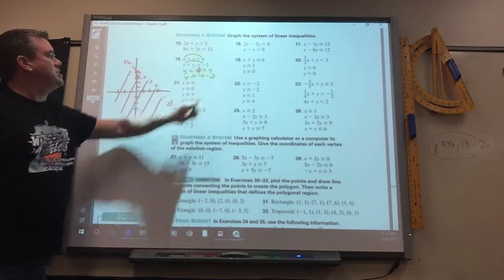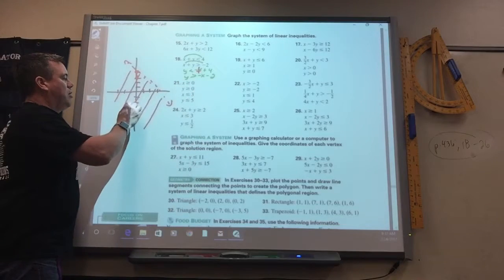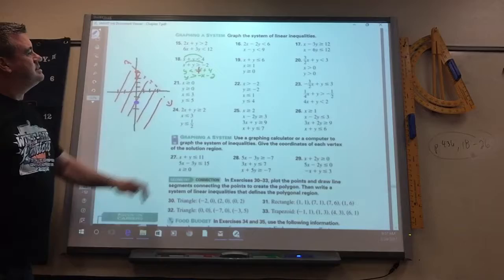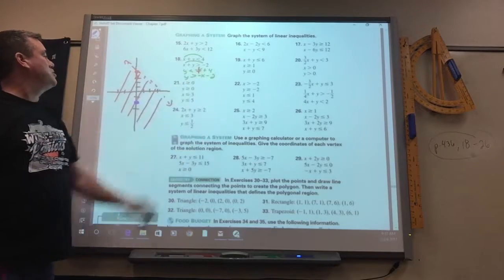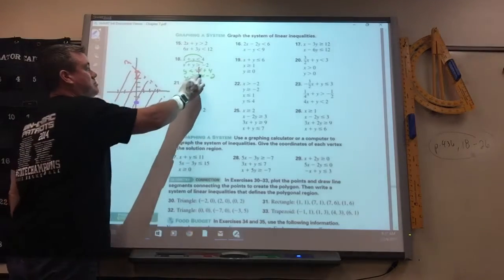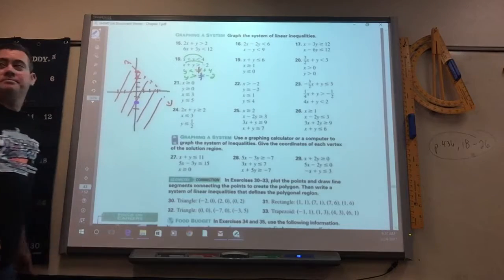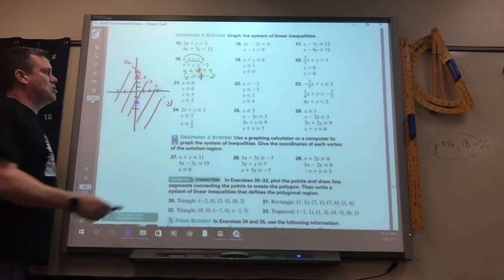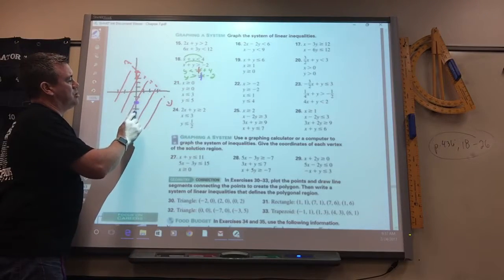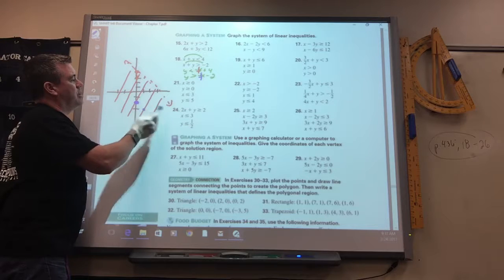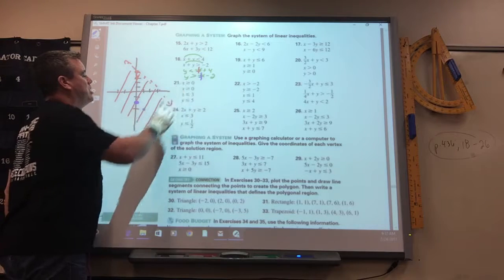This one crosses at negative 2. The slope is also negative 1. So you do the same thing, so the lines are what? Parallel. This one is also dotted.